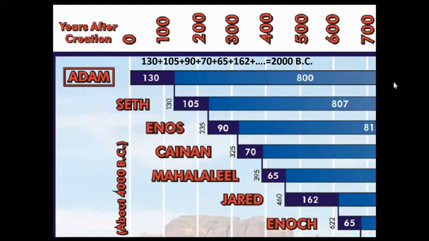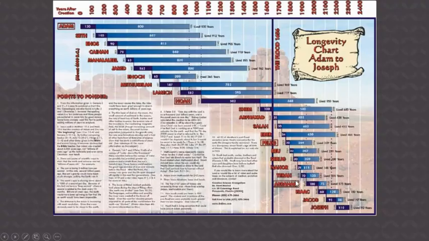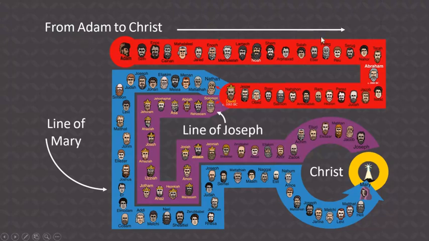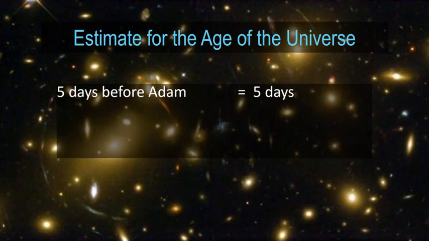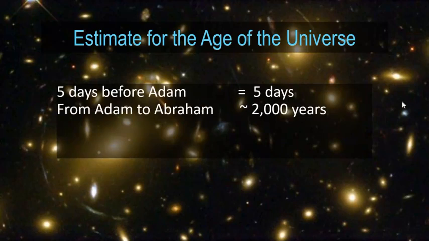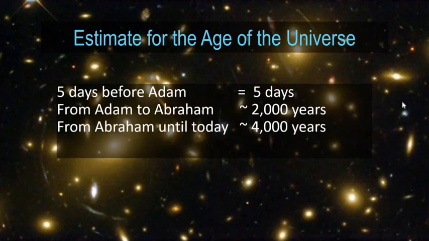So here is 2,000 years B.C. If you add them all up, Adam, Seth, Enos, Canaan, and so forth, you can get to Abraham about 2,000 years. Also, the genealogies go from Adam to Christ through the line of Mary and the line of Joseph. So to estimate the age of the universe based on the Bible, we had 5 days before Adam, from Adam to Abraham, 2,000 years, and from Abraham until today, 4,000 years. So the total age of the universe from the Bible is about 6,000 years.